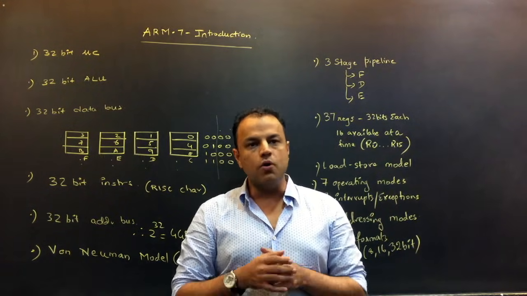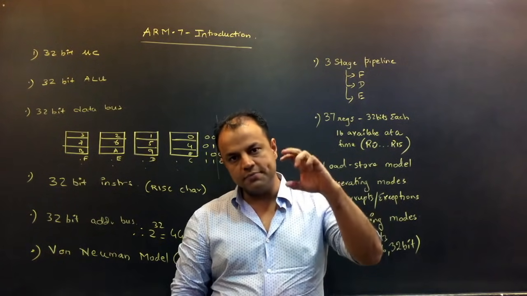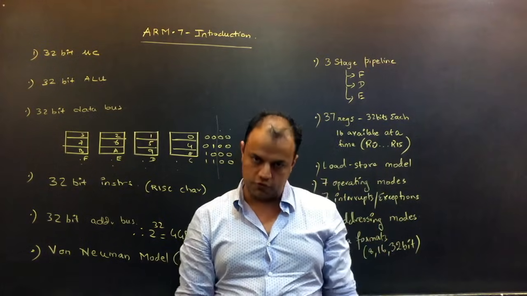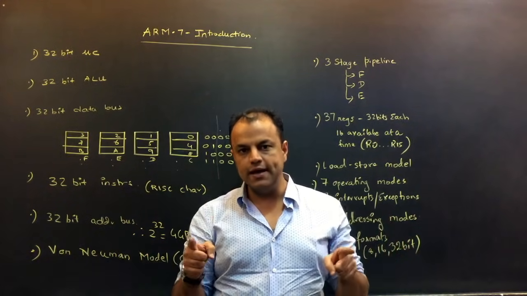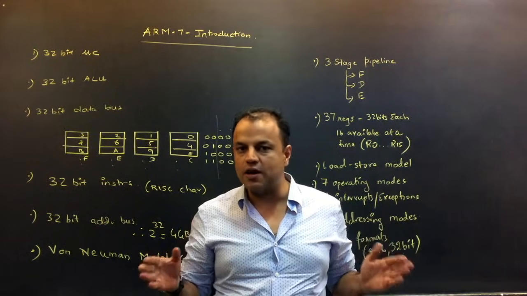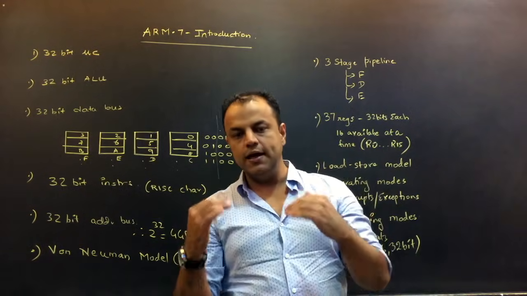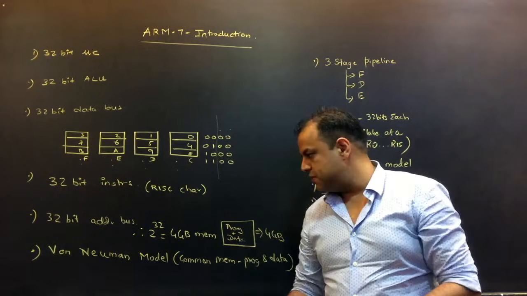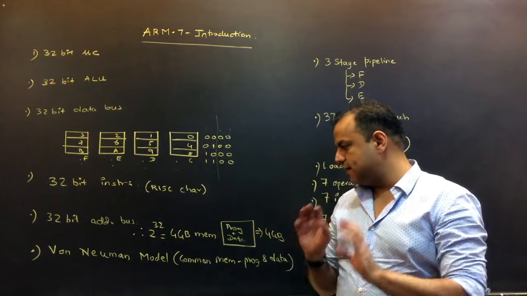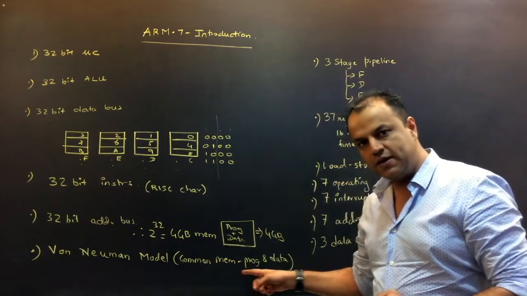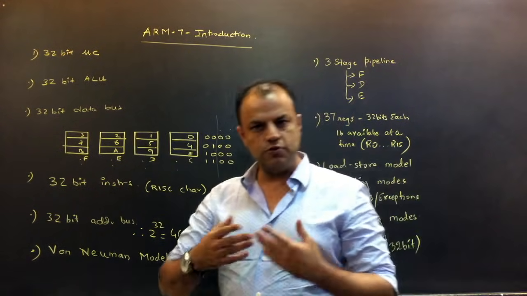The von Neumann model says that there is only one memory in which all programs will be stored and all data will also be stored. The Harvard model says there are separate memories for program and data. 8051, if you've learned 8051, it's based on the Harvard model. It has 64 KB program memory, 64 KB data memory. In ARM, there is one memory of 4 GB. It contains both programs as well as data, a common memory. So the von Neumann model means there is a common memory for storing programs and data. So in this 4 GB, there are programs also, there are data also.